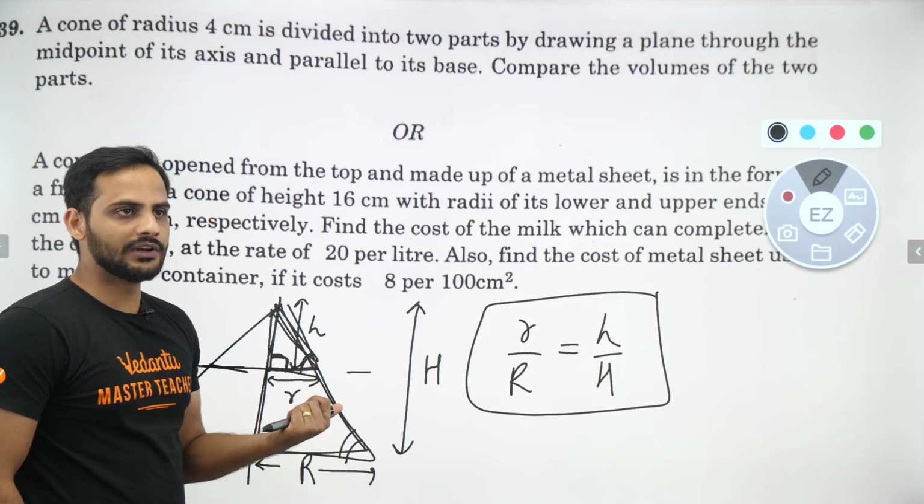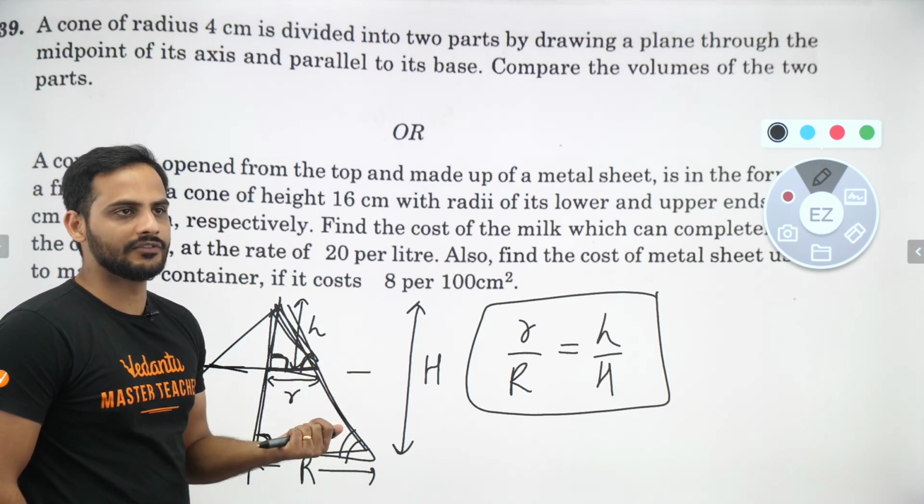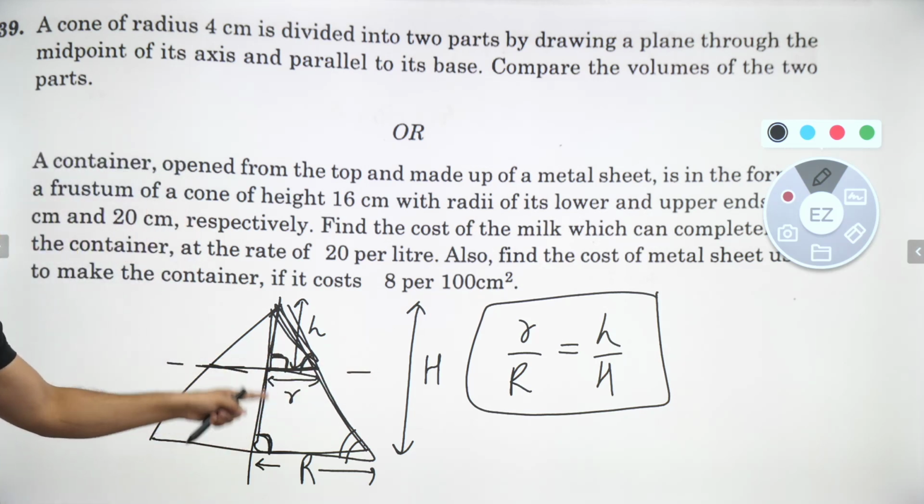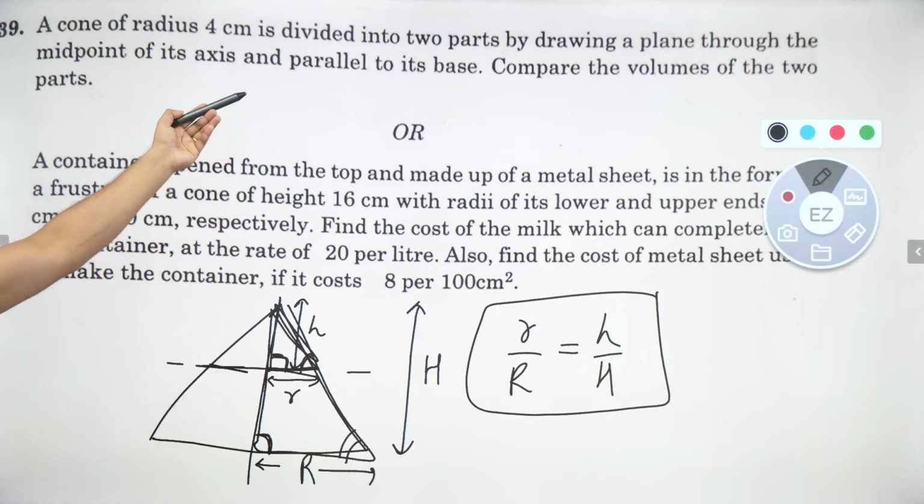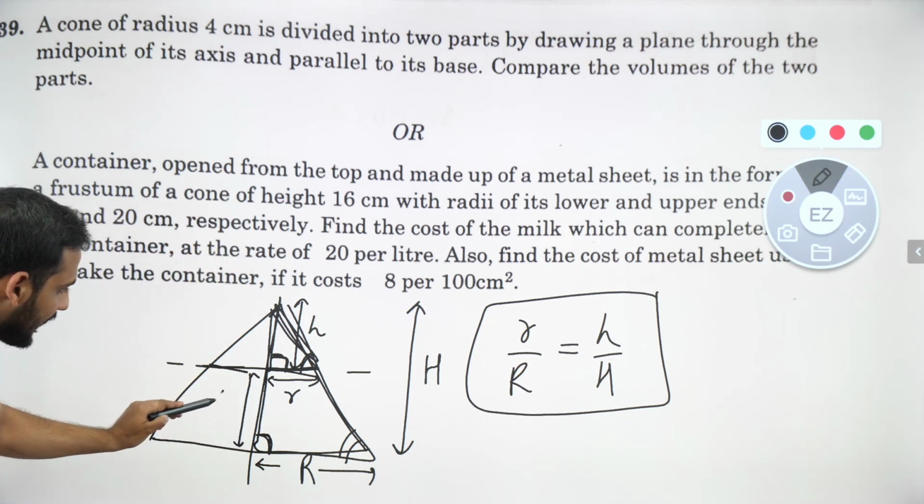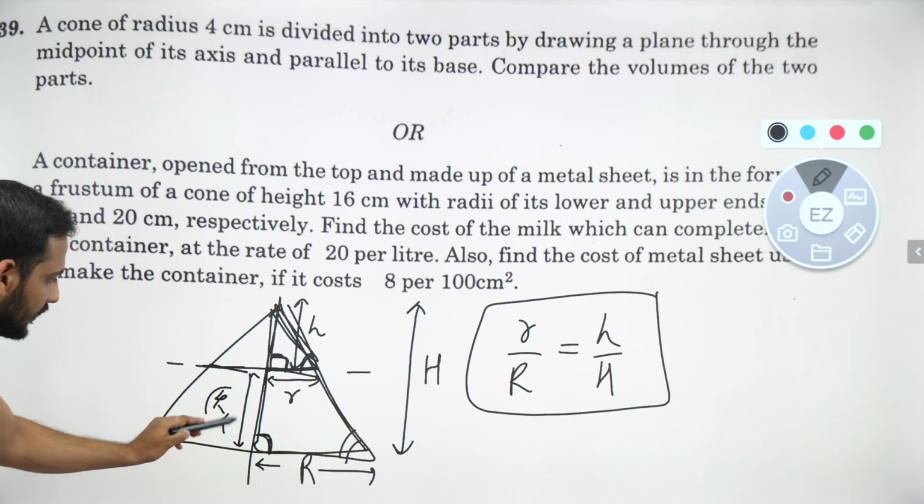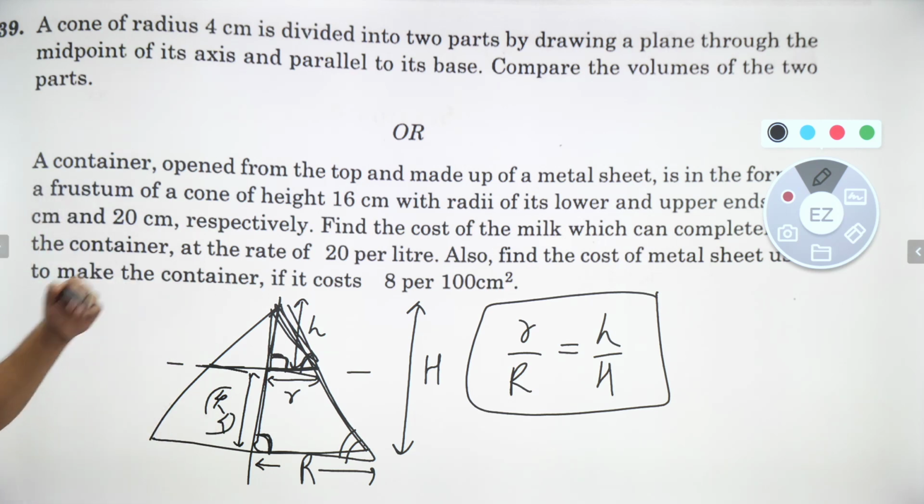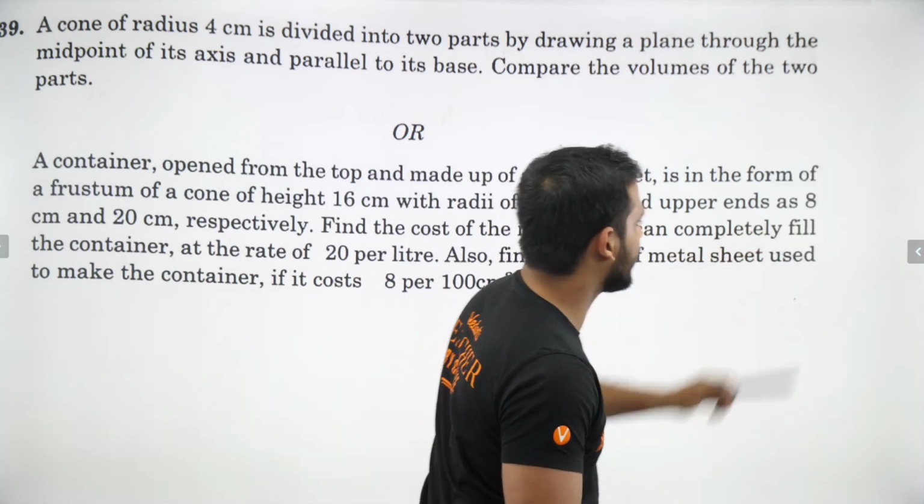This thing only is used in the derivation of the frustum of the cone, that we say these two triangles are similar. So nothing else to do, compare the volumes. You will get the frustum's volume. Now the frustum's height will be capital H minus small h, and you have to find its volume and so on. So let me show you the whole thing.